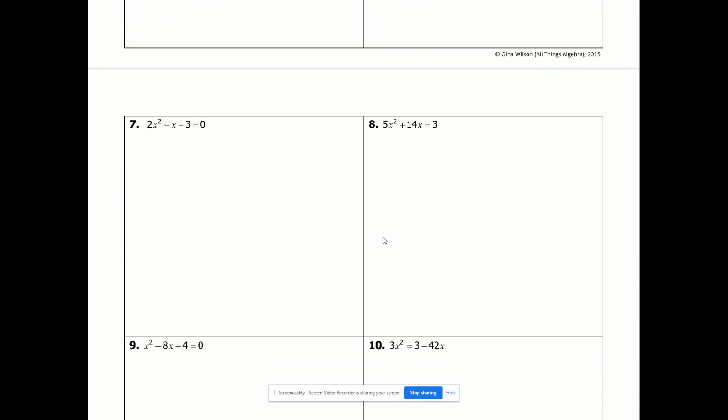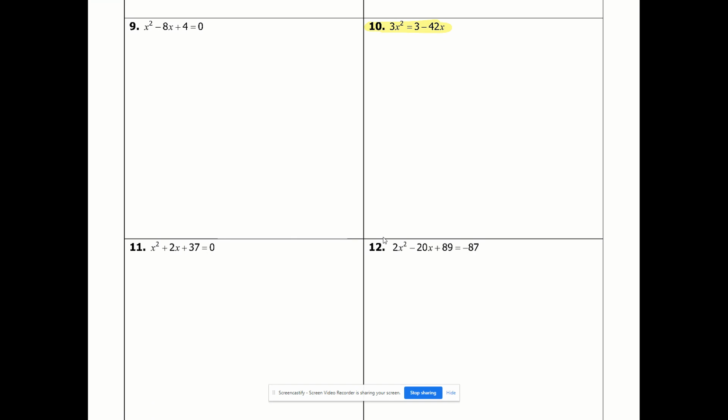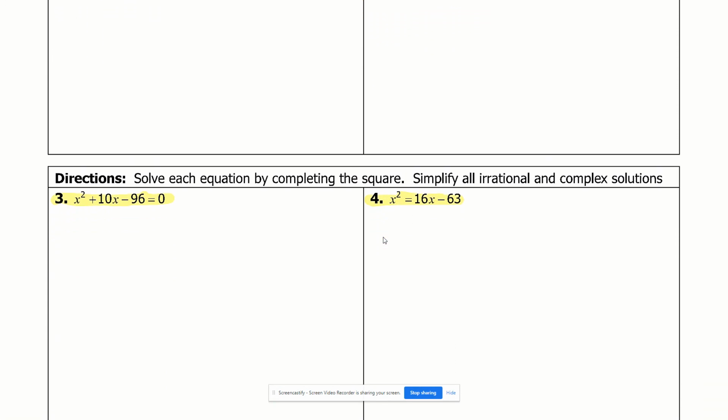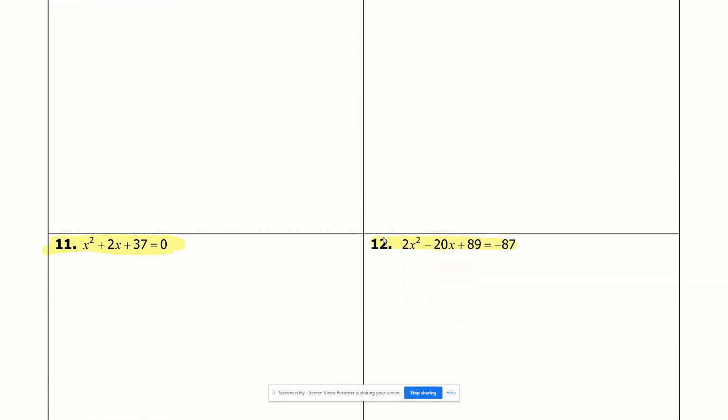Keep on cruising to the back side. I want you to do number 10, and number 11 and 12. So that's 1, 2, 3, 4, 5, 6, 7. So here it is one more time. Number 2, 3, 4, 5, 10, 11, and 12.